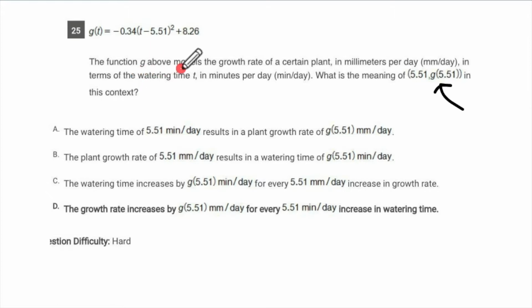So the function, we read that. So the watering time of 5.51 minutes a day results in a plant that grows 5.51 millimeters per day. A little bit tricky. You're getting out your Y value. Your Y value is this. And it's basically saying if you put 5.51 in, you're going to get 5.51 out. A little tricky. All right, let's just go on to the next one.